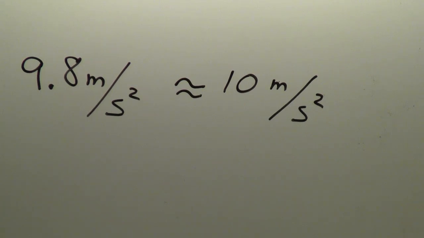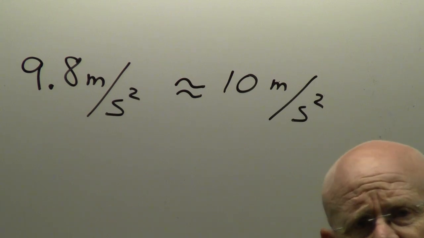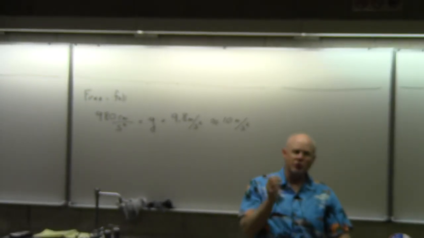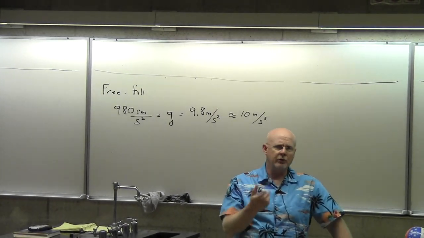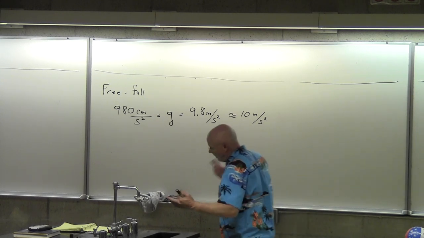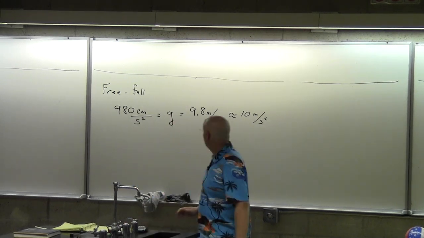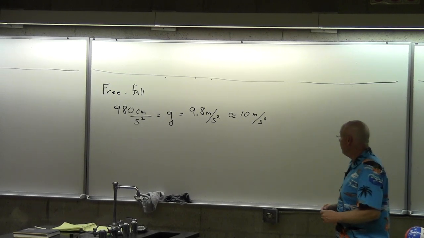And I'll do that for a moment. In fact, I'll say this. In class, when we have a discussion, let's just call it 10 because we're trying to train our thinking. Train the brain is what I like to say. But when you sit down and do a calculation, when you do your homework, when you do your test, when you do the labs, use 9.8. Get out your calculator and do 9.8. And maybe once in a while I'll do the 9.8. It's not that hard for me either. I got my calculator right here. But that is the free fall.